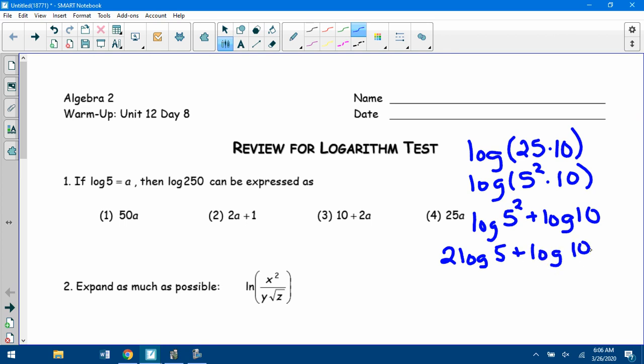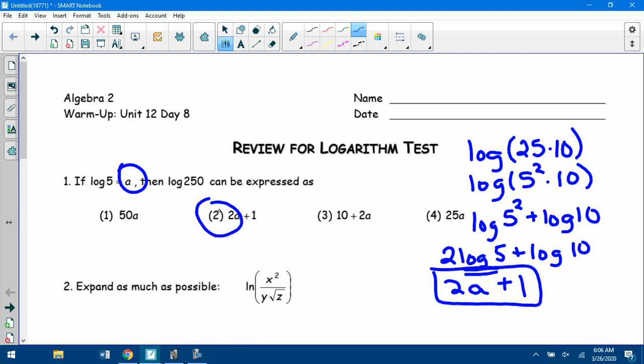And remember, once I get log 5 alone, what's that? A. So this is 2a plus log 10. This is base 10. So what's log base 10 of 10? 10 to what power gives you 10? 1.